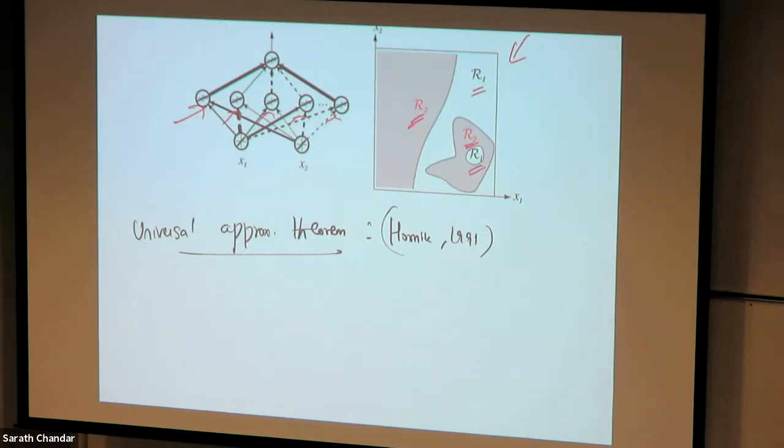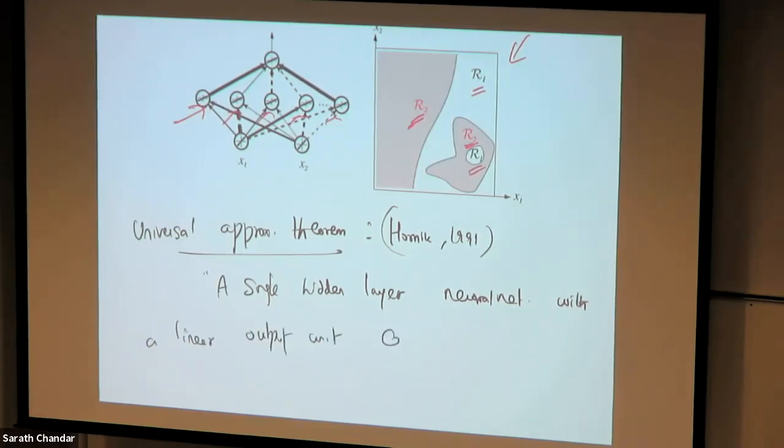Okay, I will state the theorem. We will not prove it, of course. We are just going to discuss the implications of the theorem. Okay, the theorem is this: a single hidden layer neural network, okay, with a linear output unit, okay, can approximate any continuous function, okay, given enough hidden units.